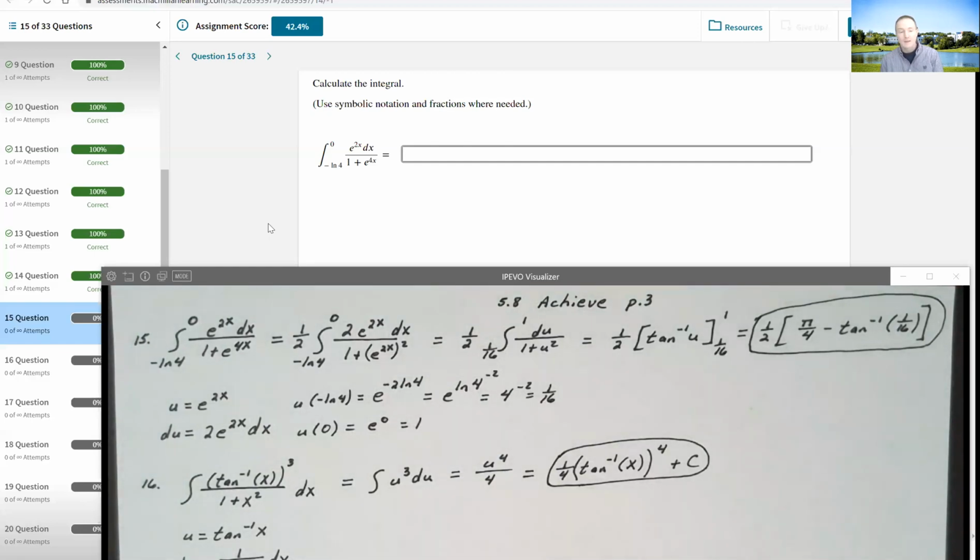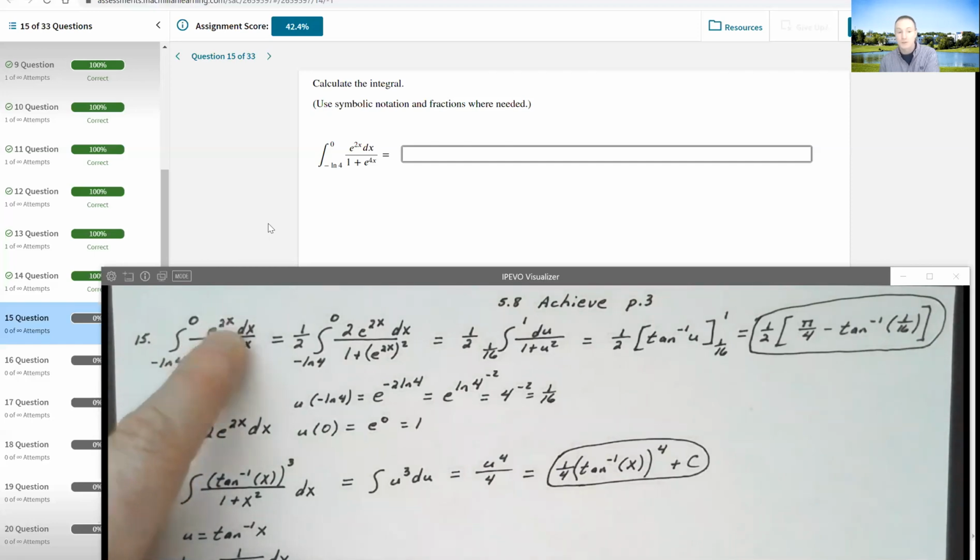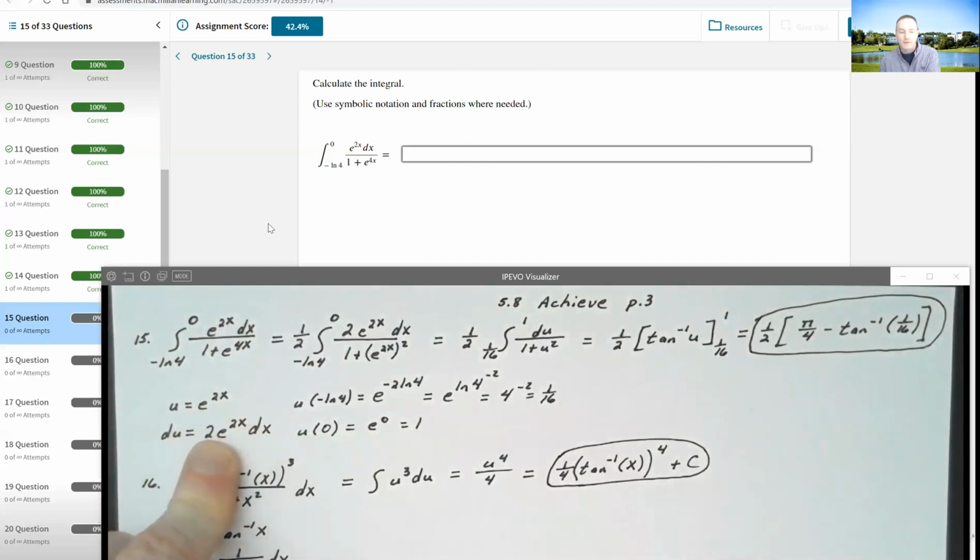So automatically, what I did is I said, well, what if I let u equal that exponential function to the 2x power? So then the derivative of that would be 2 times that exponential function. Please remember, derivative of any exponential function is that exponential function times the derivative of its exponent. So the derivative du is equal to 2e to the 2x times dx.